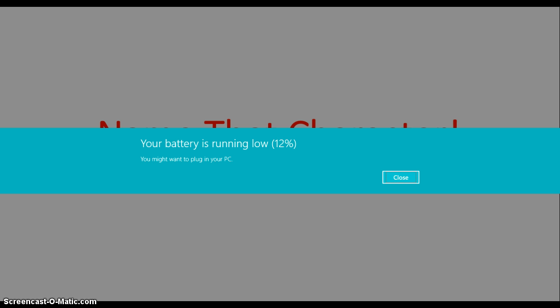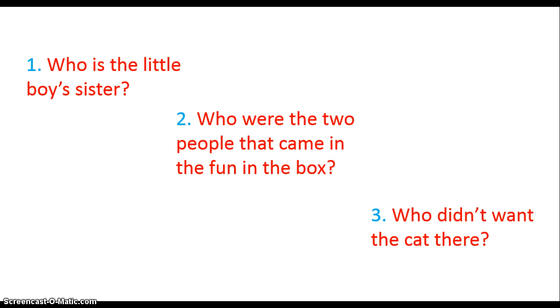The next question is, who were the 2 people that came out of the fun in the box? Thing 1 and thing 2? Very, very good. Let's see if you can get the last one. This might be a little tricky. Who did not want the cat in the hat there while the mother was not home? The fish? Wow, very good. You must have all been paying close attention to this book.